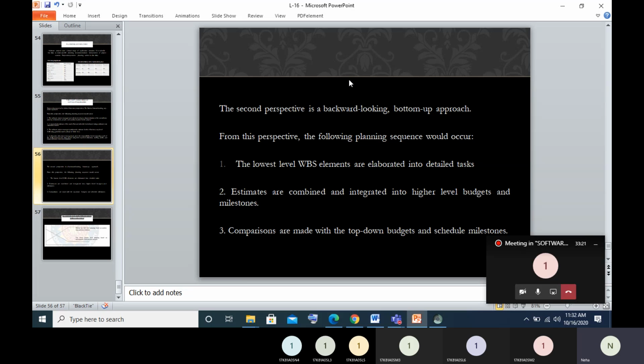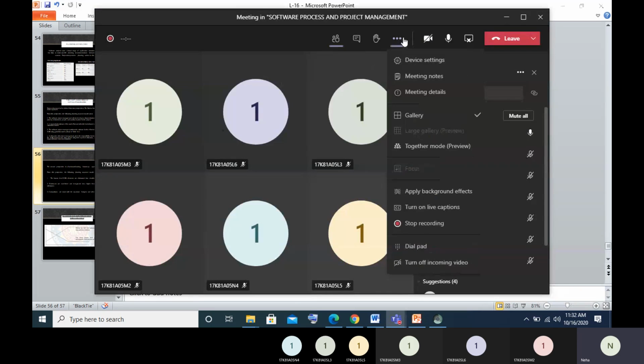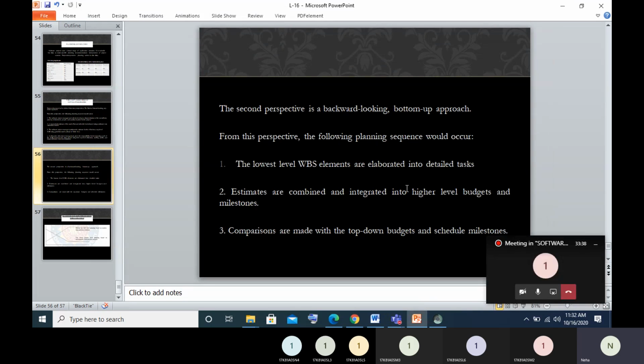First, the lowest level WBS elements, that is the leaf elements, are elaborated into detailed tasks, for which the budget and schedule have to be estimated by the responsible WBS manager. The manager has to capture the budget and schedule for those detailed tasks at the last level, and these estimates tend to incorporate the important parameters in a complete way. So that is your lowest level WBS elements.